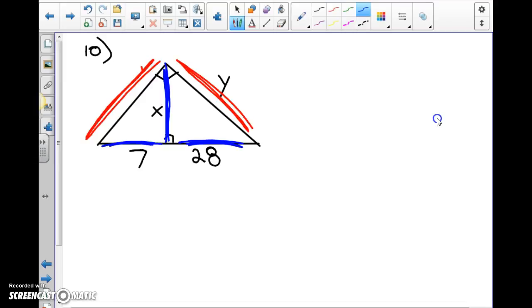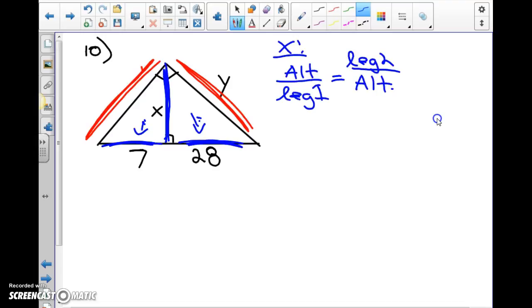Well, the first one I'm going to be looking for is my x value. It looks like it's involving the altitude, so I'm going to be using my altitude proportion. Again, it looks like this. Altitude over that first leg I hit equals, since I'm looking at these two small right triangles, this leg and this leg, then leg 2 over altitude. Doing that out, what's sitting where the altitude is, that's x. Then I've got one of the legs, the first one I come to is 7, the other one's 28.